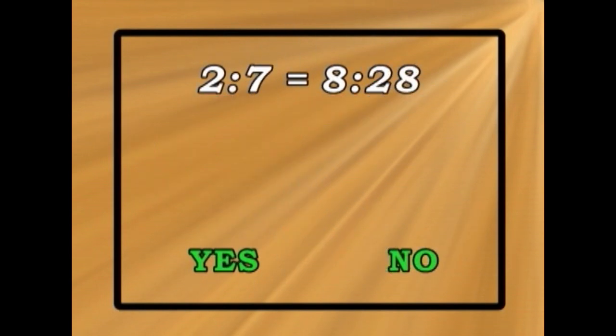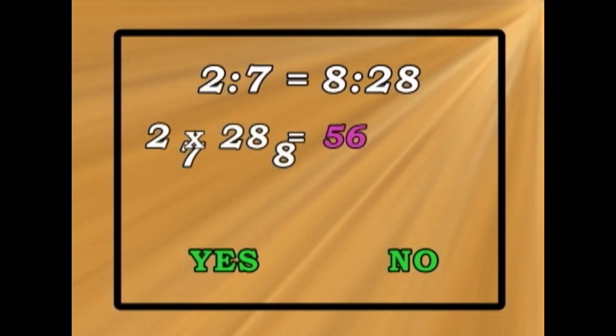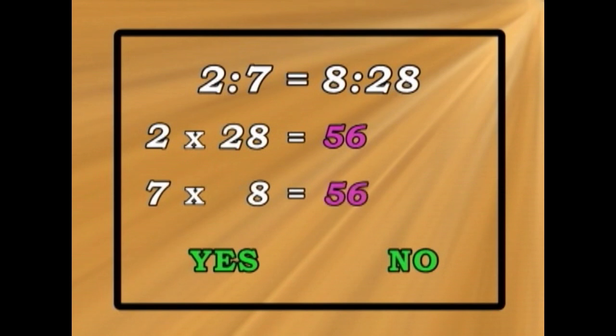The third one. 2 over 7 is the same as 8 over 28, or 2 colon 7 equals 8 colon 28. The extremes, 2 times 28, 56. The means, 7 times 8, 56. So yes, these are equivalent ratios.